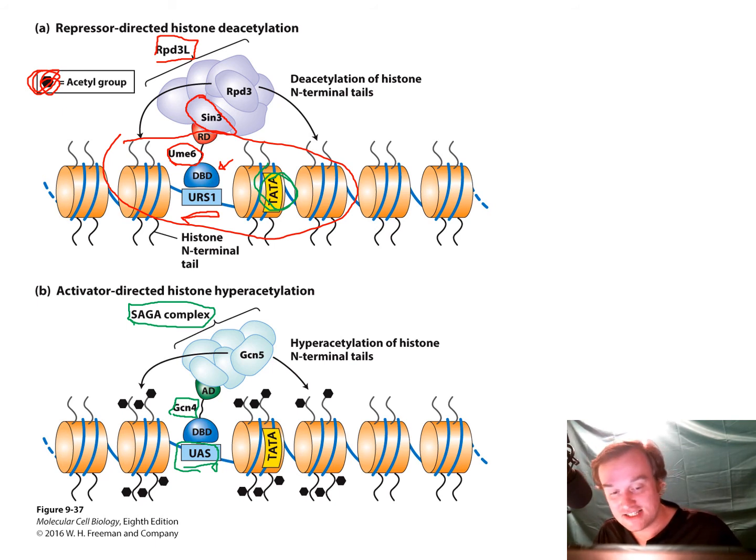And when it does that, the GCN5 subunit of this complex will then hyperacetylate histone N-terminal tails on the nucleosomes nearby, very similar to the repressor-directed histone deacetylation. It helps to decondense the chromosome to facilitate access to that TATA box. So it'll allow sliding of the DNA along those histones. It doesn't completely remove those histones, it just slides them away so it can get access.